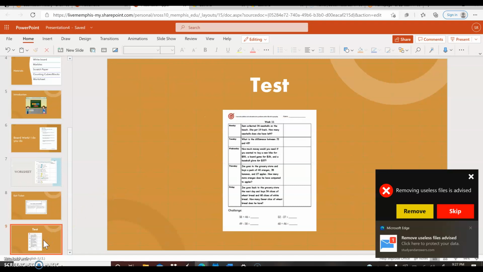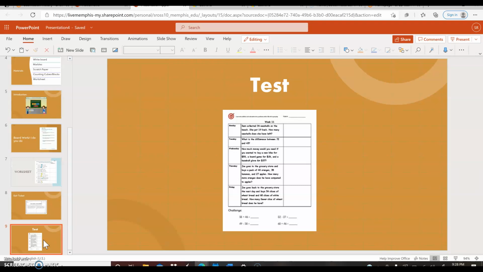The next day would be in the form of a test in which the students will get the same word sentences. Sam collected 36 seashells on the beach. She put 19 back. How many seashells does she have left? And that is a subtraction question. So there will be some subtraction put in place because that would be the next lesson that we will be going into, which is subtraction.